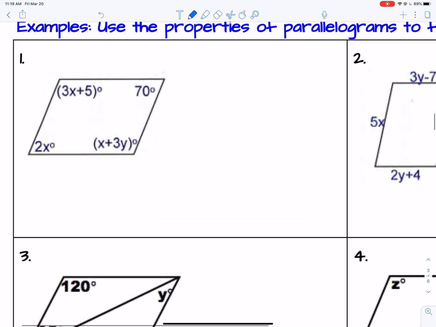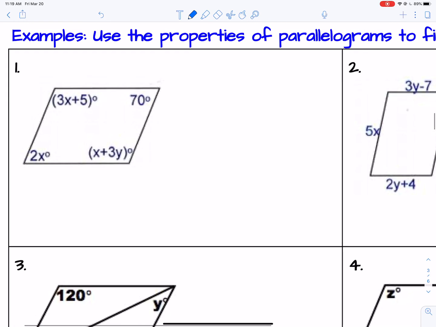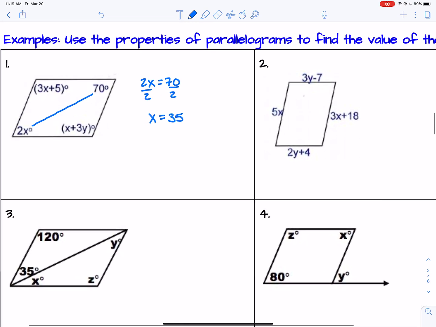All right, so example 1 gives us this parallelogram with the angles labeled, and we're just going to use our properties of parallelograms to find the values of x and y. So the first thing I notice is 2x is opposite of the 70 degrees, and I know that opposite angles of a parallelogram are congruent. So I'm going to put 2x is equal to 70. We can just divide by 2, and we get x equals 35.